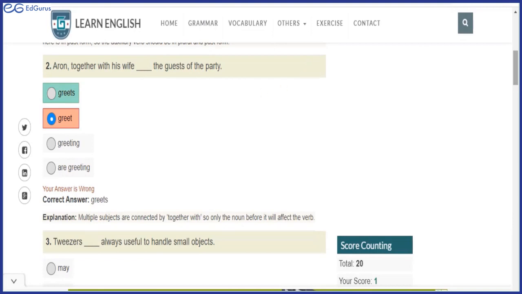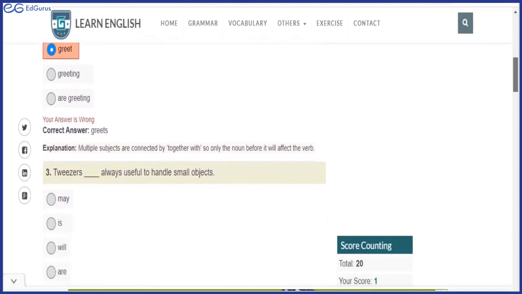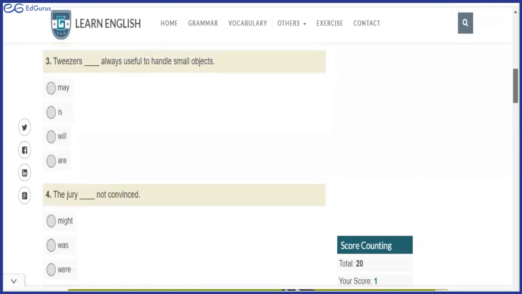Yes, ma'am. Okay. The next, third. Ma'am, what is the meaning of tweezers? Tweezers. Yes, ma'am. Just think of it.